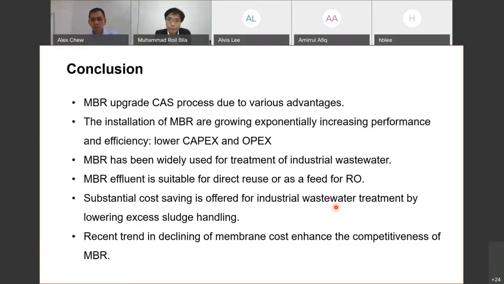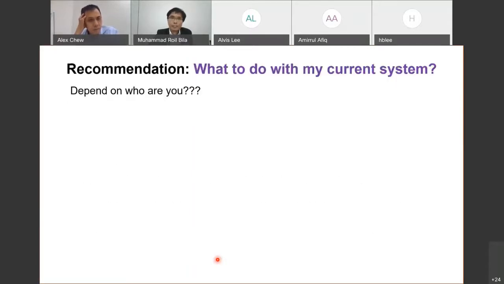Substantial cost saving can be offered for industrial wastewater by the significantly low production of excess sludge. And then we see the declining trend of membrane costs that further increases the competitiveness of the MBR. Oh, my last slide is what will be the recommendation.